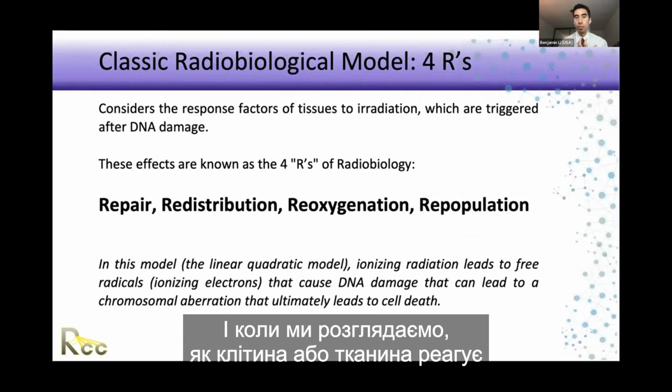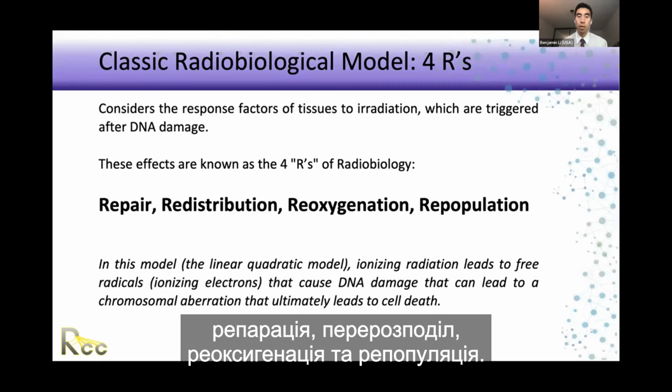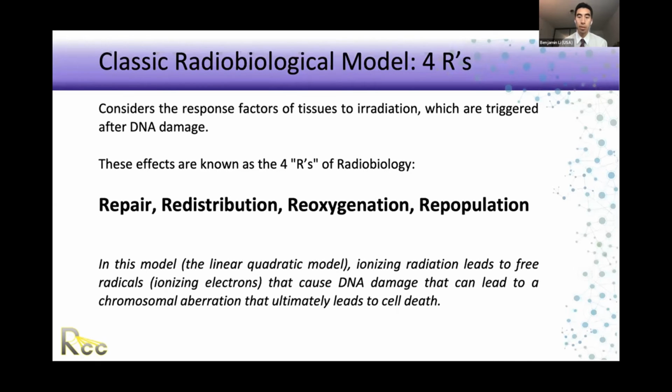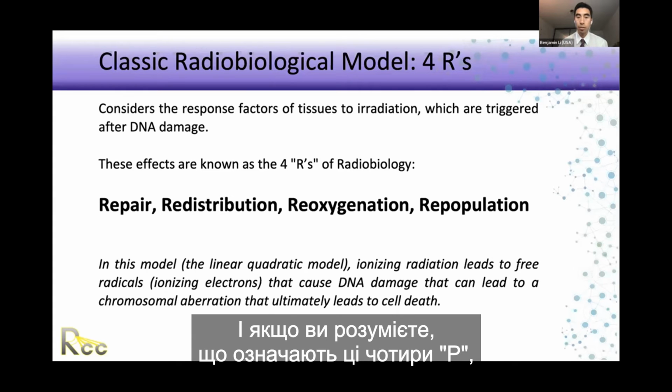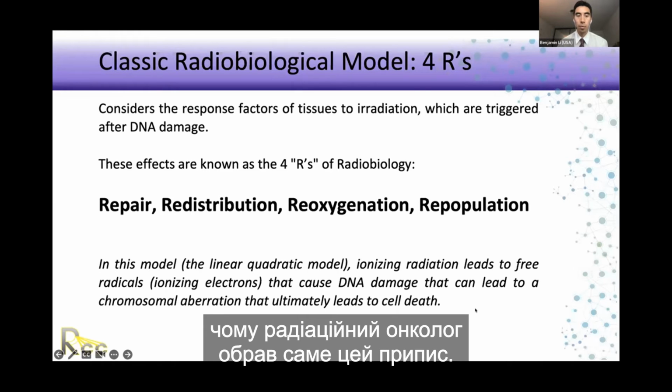And when we're considering how tissue is responding to radiation, in radiobiology, we think of 4 R's: repair, redistribution, reoxygenation, and repopulation. And if you can understand what these 4 R's mean, you can understand almost everything about a prescription and why the radiation oncologist has chosen that prescription.